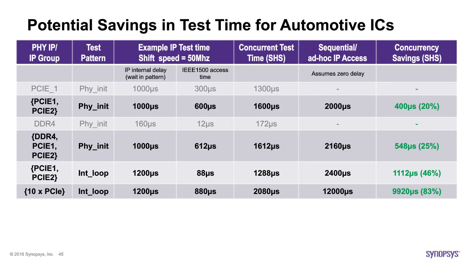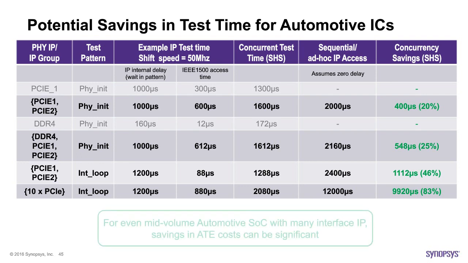In this latest case, for instance, you see about 83% reduction in test time because of the concurrency that SHS is providing us. And in automotive applications, concurrency being very important, we need to be able to take care of this nicely.